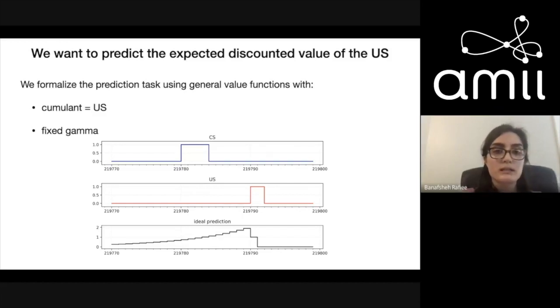We want to predict the expected discounted value of the US, and we formalize this prediction task using general value functions, with the cumulant being the US and a fixed gamma. In this example, gamma is 0.9, and you can see the ideal prediction. It's analogous to return in reinforcement learning.